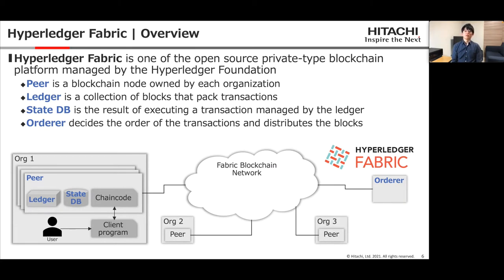Hyperledger Fabric is one of the open source private type blockchain platforms managed by the Hyperledger Foundation. This figure shows an example of a blockchain network using Hyperledger Fabric. Each of the three organizations has its own peer. A peer is a blockchain node owned by each organization. The ledger is a collection of blocks that pack transactions. The state database is the result of executing transactions, managed by the ledger. The orderer decides the order of the transactions and distributes the blocks to the peers.